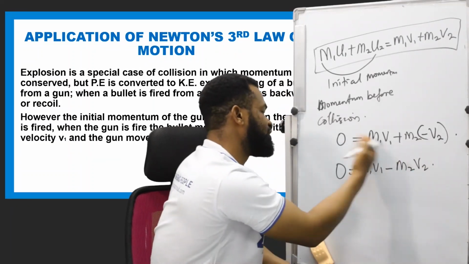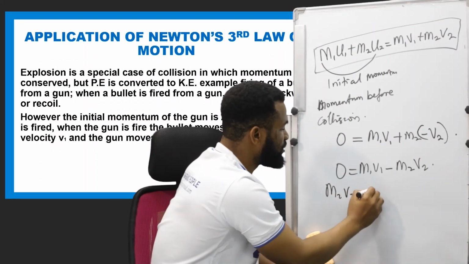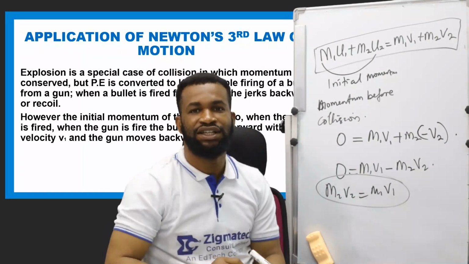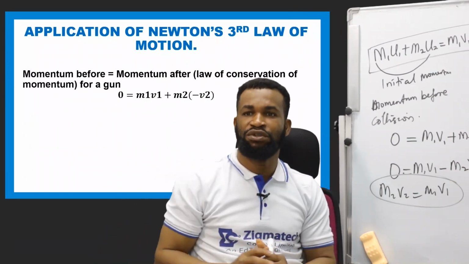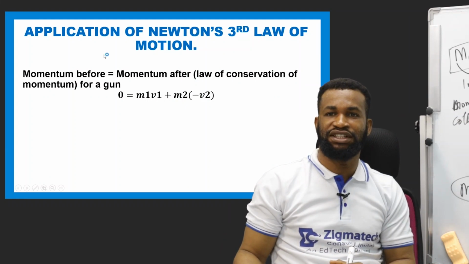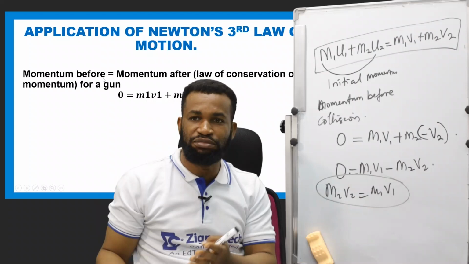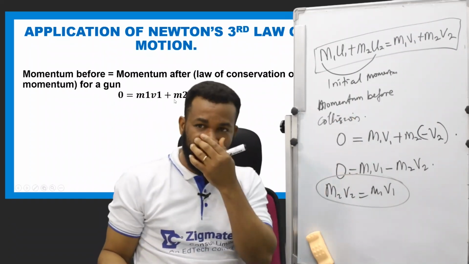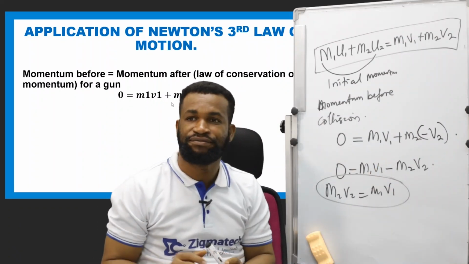So when you carry this over to the other side of the equation, you have M2 V2 is equal to M1 V1. This is what led to the formula you always see in the recoiling of a gun, which is what was stated here. The application is in this one, which I've already explained. Momentum before equal to momentum after. So momentum before is 0, and momentum after is according to the explanation given here.